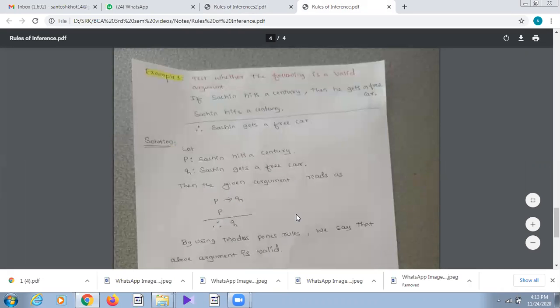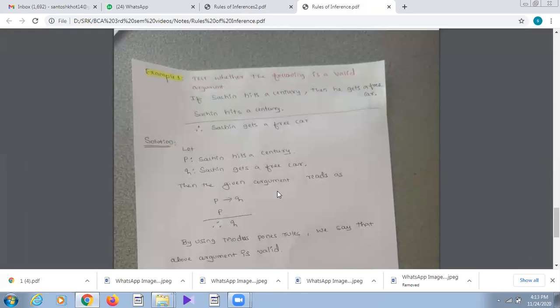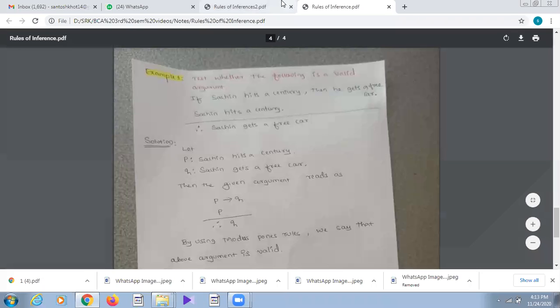Okay, so in the next type of problem we apply two to three rules, then we say that this particular argument is valid. And for some arguments, after applying many rules, up to seven rules, it is still not possible to show that the argument is valid. At that time you can give it as an invalid argument.